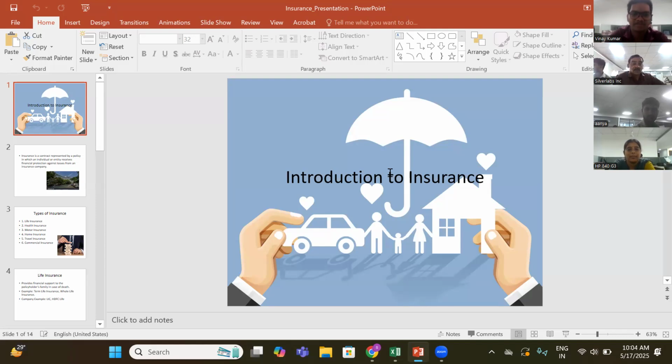Today we are going to talk on the topic called insurance. Why is insurance required for an individual, a property, commercial vehicles, companies' properties, assets, buildings, roads, etc.? We will discuss that here today.